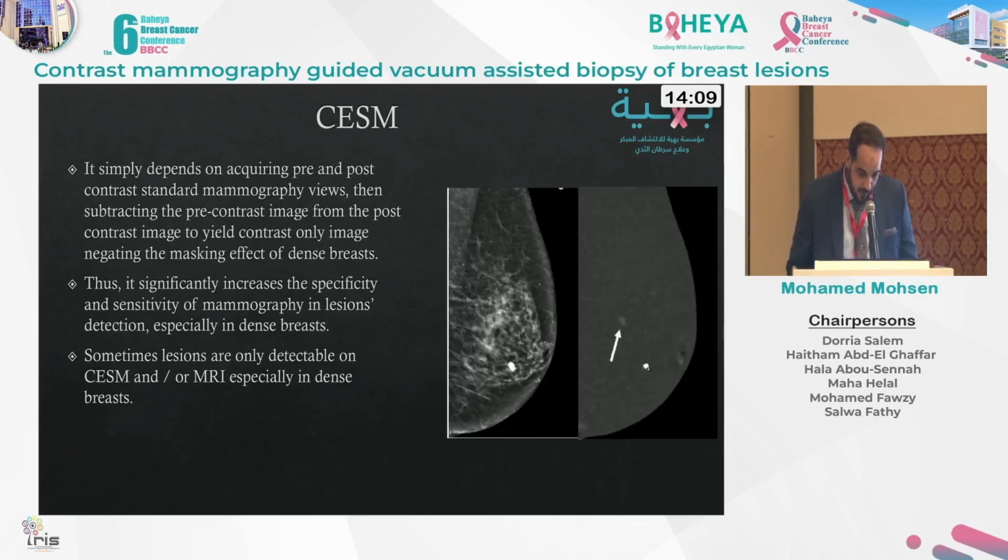What is contrast-enhanced spectral mammography? It simply depends on acquiring pre and post-contrast standard mammography views, then subtracting the pre-contrast image from the post-contrast image to yield a contrast-only image, negating the masking effect of dense breasts. Thus, it significantly increases the specificity and sensitivity of mammographic lesion detection, especially in dense breasts. Sometimes lesions are only detectable on contrast-enhanced spectral mammography and/or MRI, especially in dense breasts.